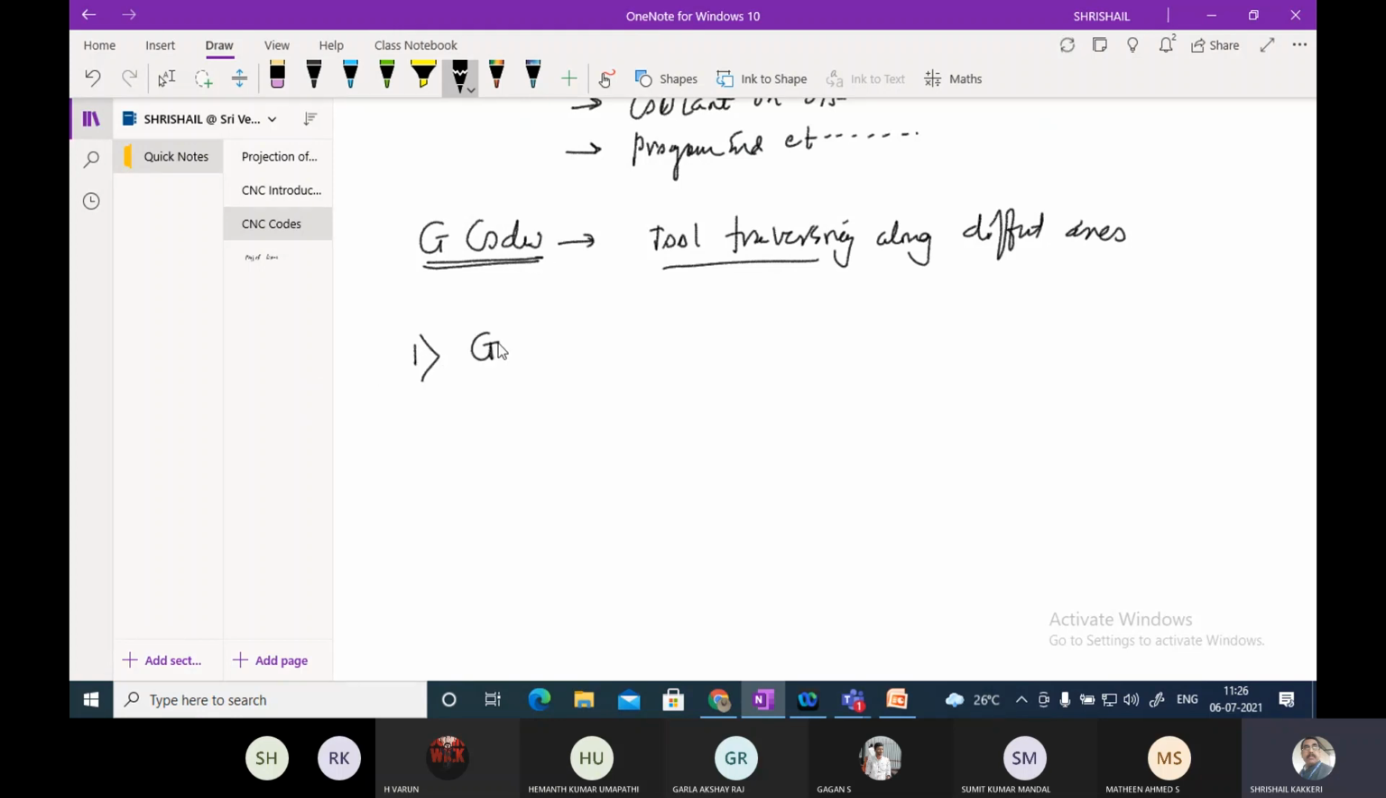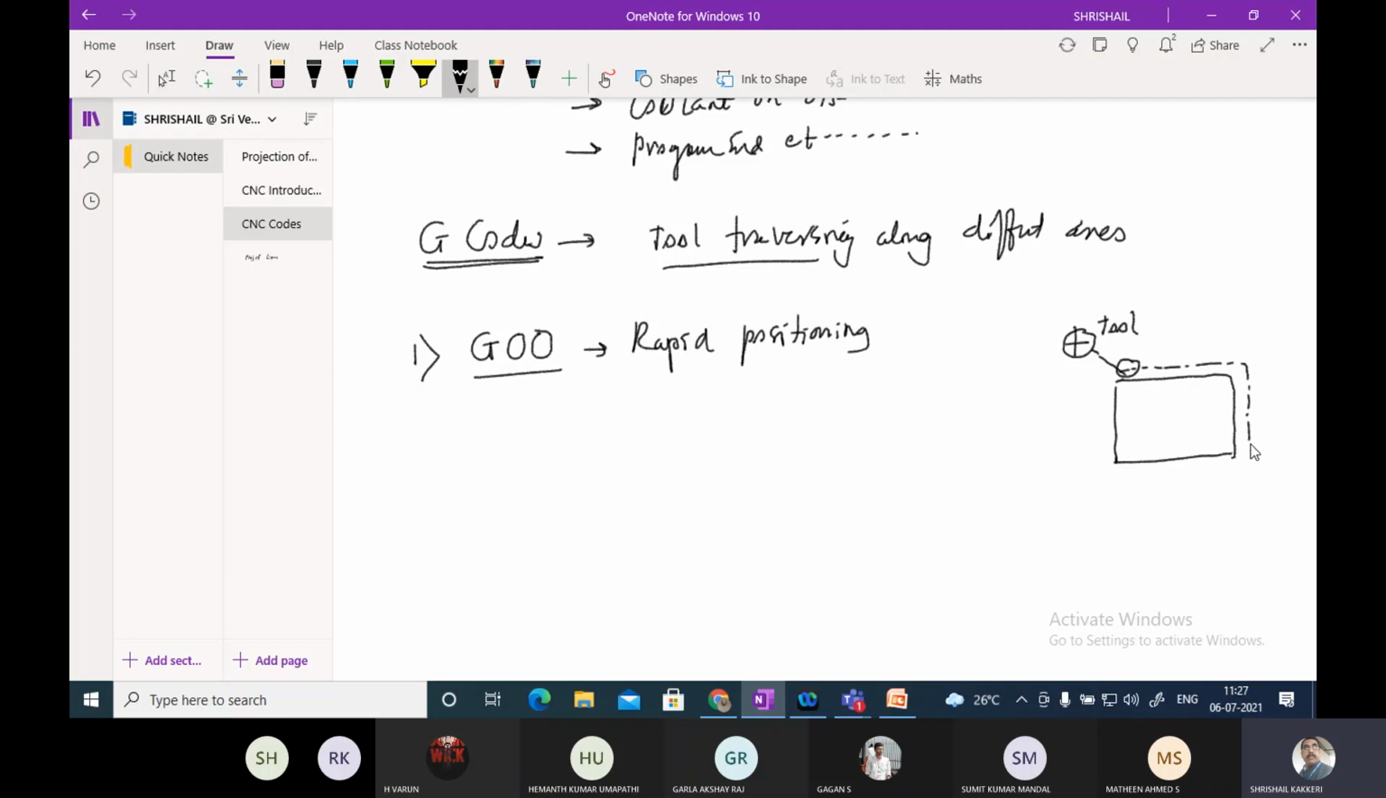Please remember the first one, I will be writing it, G00. G00 is rapid positioning. What is this rapid positioning? For example, the home position of the tool is here, and this is the working table. I want to traverse this tool from this position to this position, come here. Then after this we are going to do the machining like this.